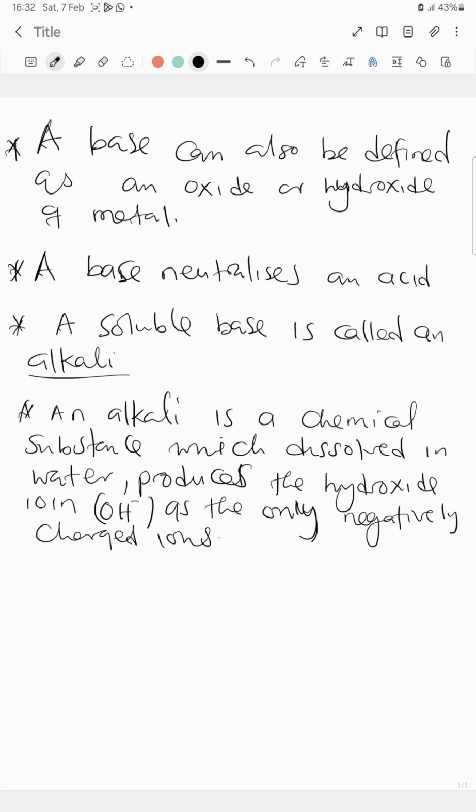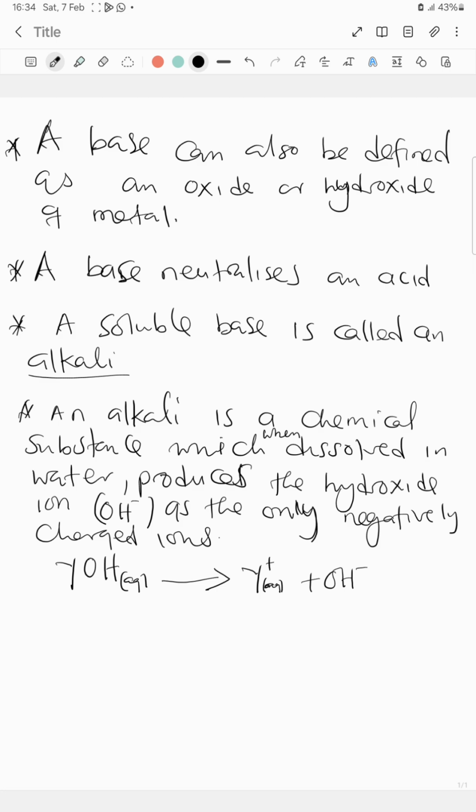So an alkali is a chemical substance which, when dissolved in water, produces the hydroxide ion, OH-, as the only negatively charged ion. You know, acids produce hydrogen ions as the only positively charged ions, right? Okay, so let's look at what the definition for an alkali is talking about.